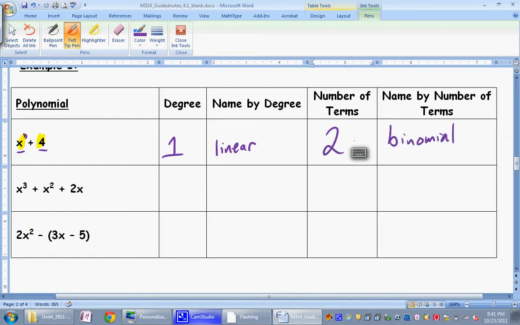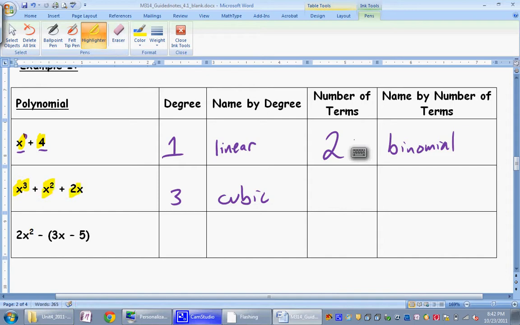This next one, well, first naming by degree. The degree is 3, which is a cubic. The number of terms, well, 1, 2, 3 terms. So if it has 3 terms, it's a trinomial. So this is a cubic trinomial.